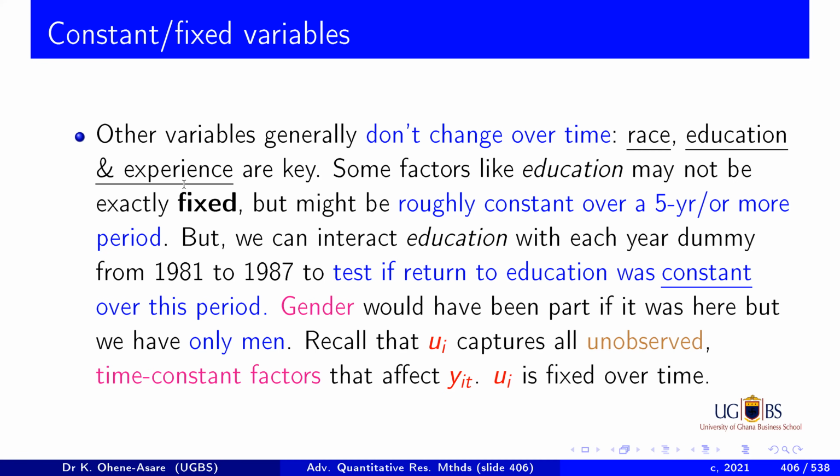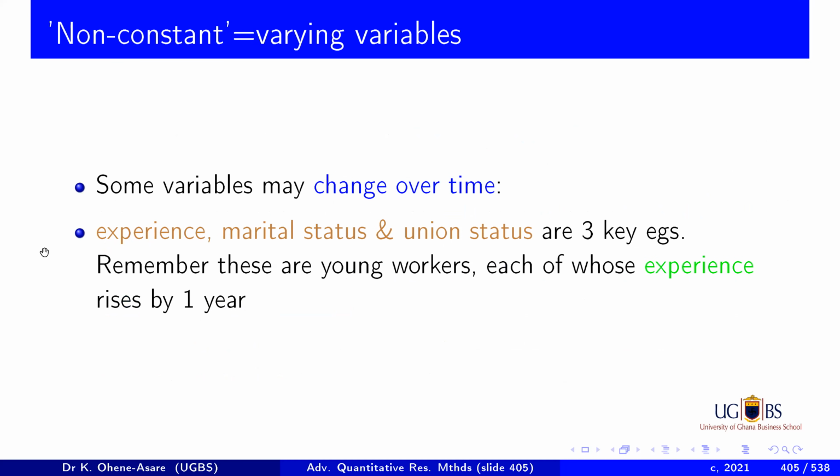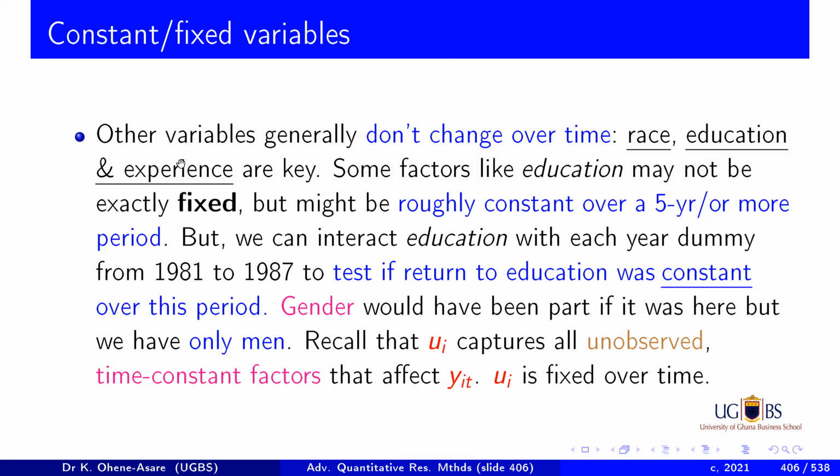Then experience. Now, it's quite strange. Watch it. Experience is here considered as varying. Now, this is how you consider it. It's how you view it, and you will get to know this later. Even education, the reason why we considered it fixed is because it may not exactly be fixed, but might roughly be constant over 5 years. Because over that period, a child might not go to school.